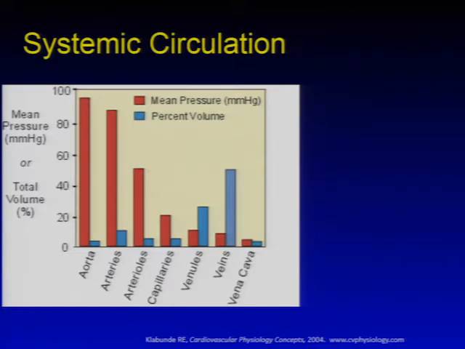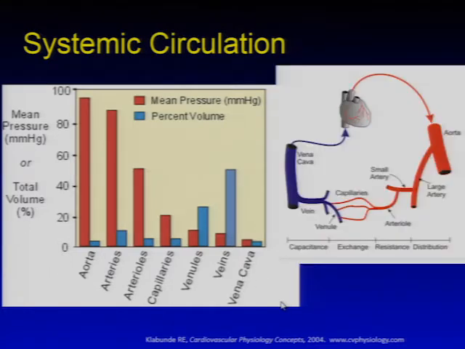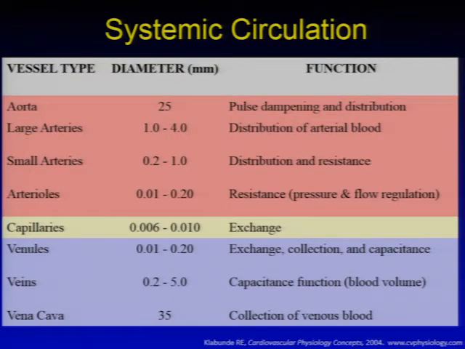So now I'm going to shift gears and talk a little bit about systemic circulation. You can see from the first graph that pressure is primarily determined within the arterial tree, whereas the blue bars represent the percentage of blood volume and its distribution within the body. The veins are primarily responsible for the capacitance of a large proportion of our total blood volume. The following chart describes these vessels in more detail, and you can see that the capillaries are responsible for gas exchange and nutrient exchange.